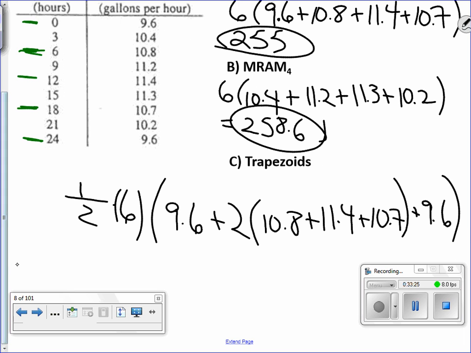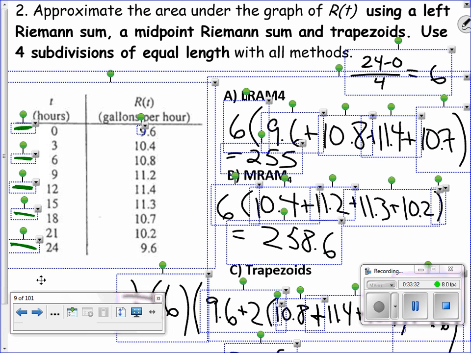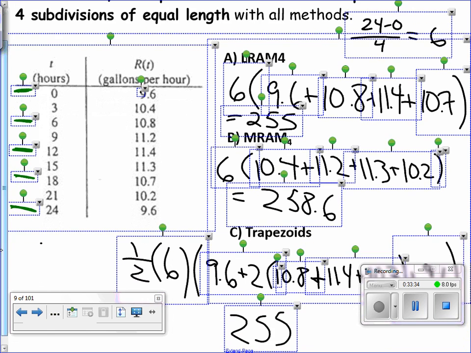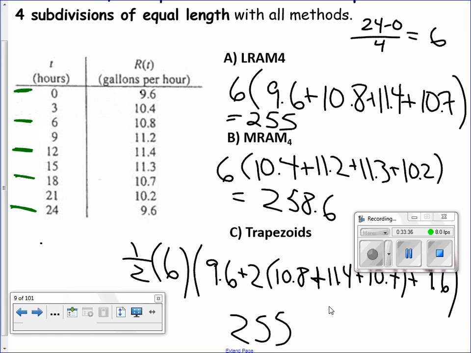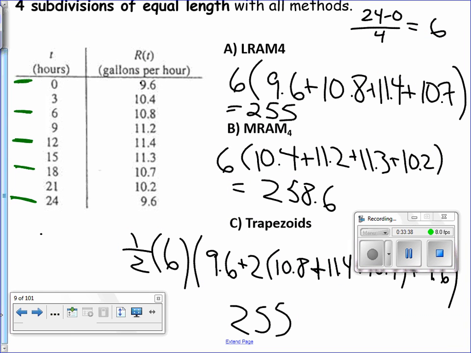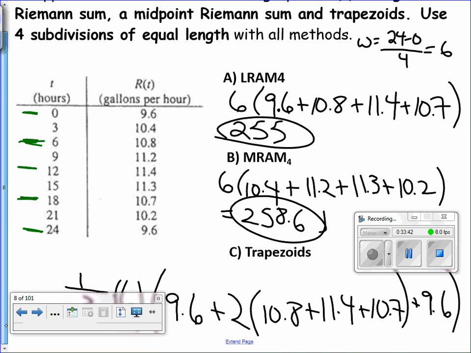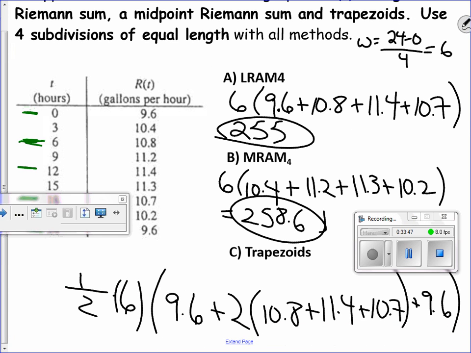I don't remember what this one comes to. I was just trying to copy and paste. Wait, I know this will make it clear for you kids. Does this come out to be 255? 255? Yeah, I'll just go back to what I had. This is 255.